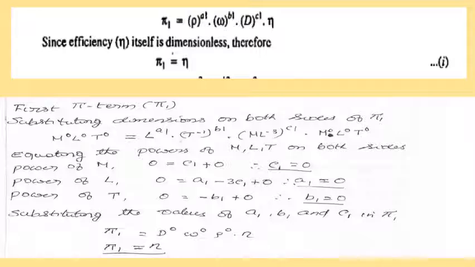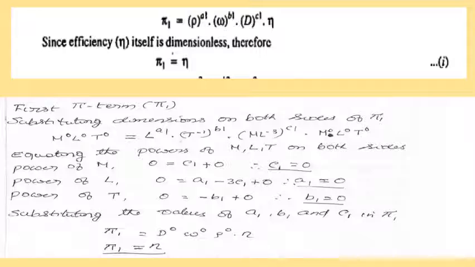First, equate the power of M. On the left hand side, the power of M is 0. On the right hand side, the only M term is available in density, that is M to the power c1. For the first term, L, there is no M term. In the second, omega, also there is no M. And in the third, density, you get M, which can be written as power c1. So on the left hand side it is 0, and the remaining is just the right hand side c1. For that reason, c1 is equal to 0.